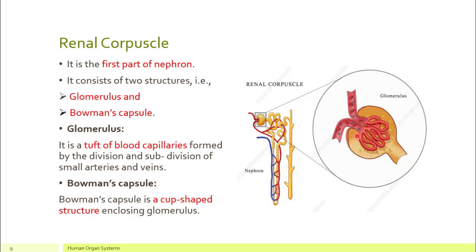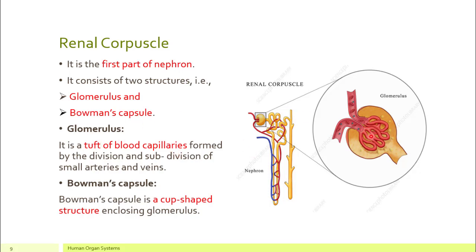Okay, so this glomerulus, here you can see the glomerulus, it is a tuft of blood capillaries. Tuft is something like a cluster. So you can say the cluster of blood capillaries which is formed by the division and subdivision of different blood vessels like arteries and veins. This cluster or tuft of blood capillaries in nephron is called glomerulus.